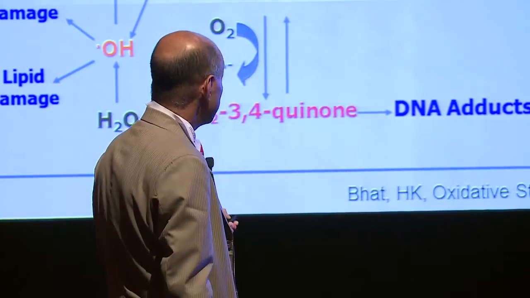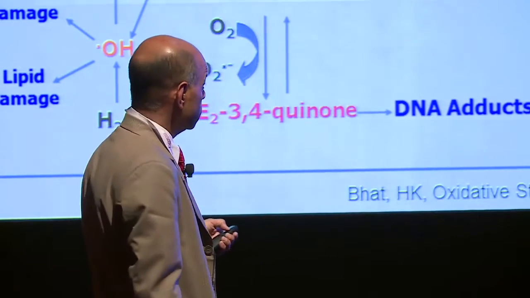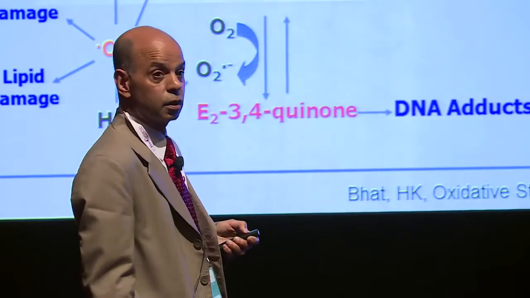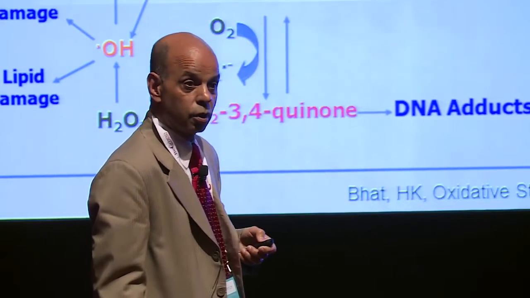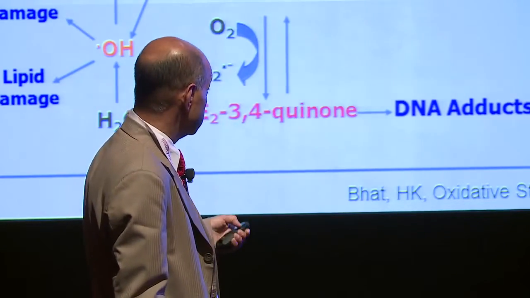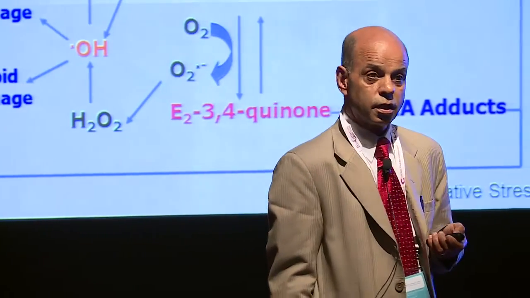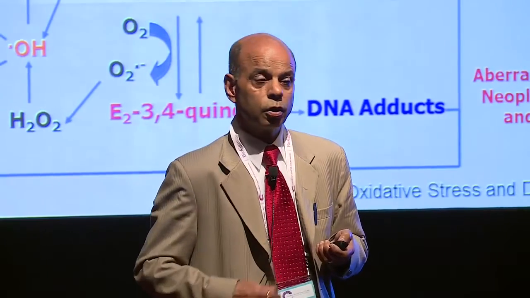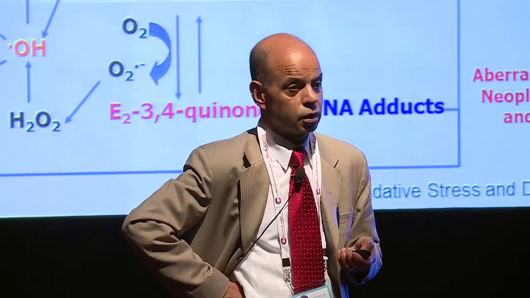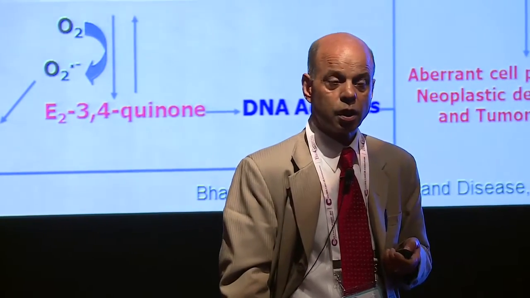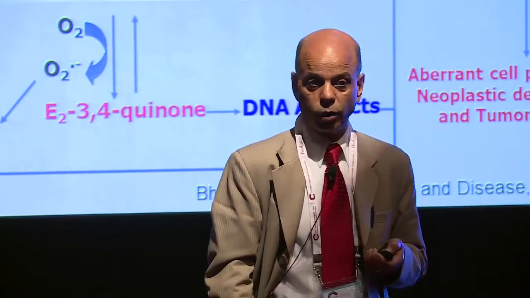So, the replication is not a foolproof process, and if there are errors and the errors are not repaired, then it may result in altered expression of cell regulatory genes, tumor suppressor genes, etc. But this classical mechanism does not show why some estrogens are carcinogenic and some are not.